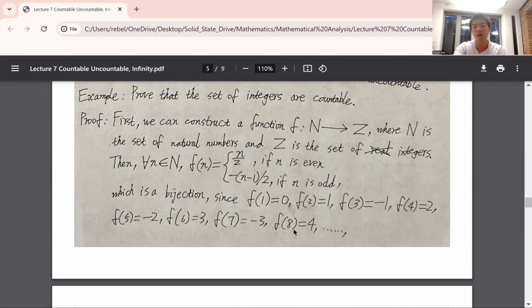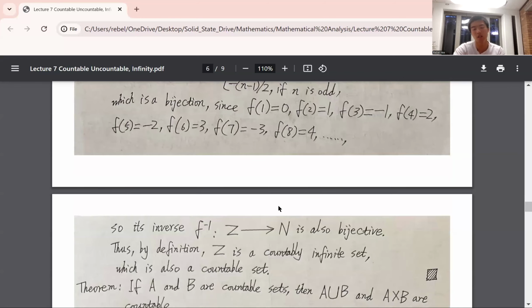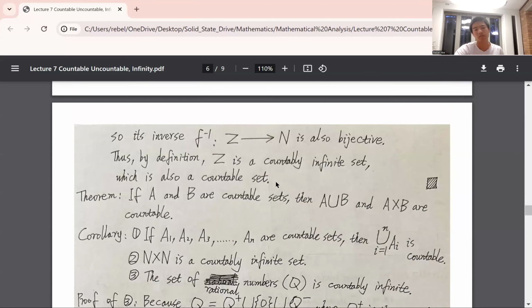So the mapping of the natural numbers is going to 0, 1, minus 1, 2, minus 2, 3, minus 3, 4, minus 4, and this trend goes on to infinity, which means all of the integers are covered by all of the natural numbers. So this is a bijective function. And by definition, this is countably infinite, which is also countable.